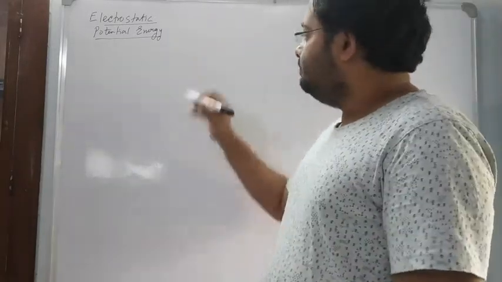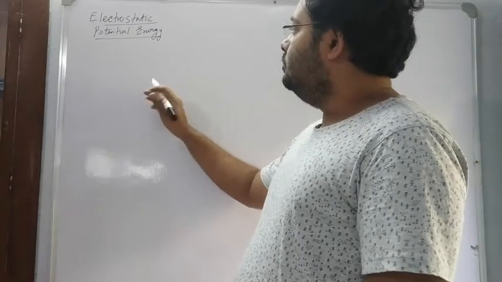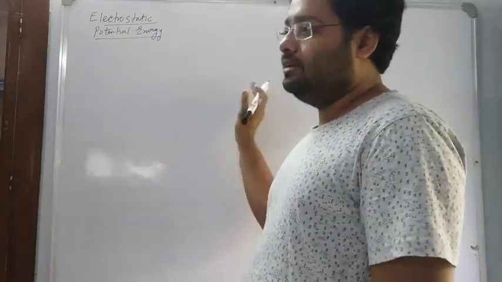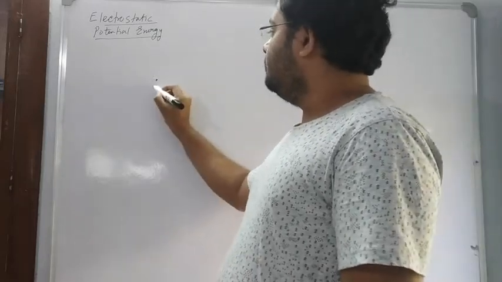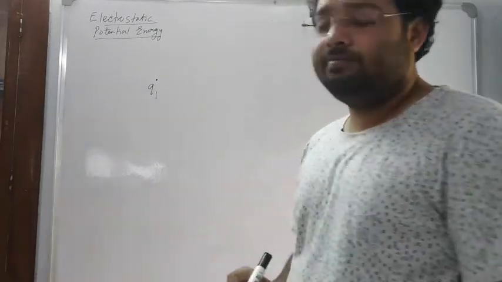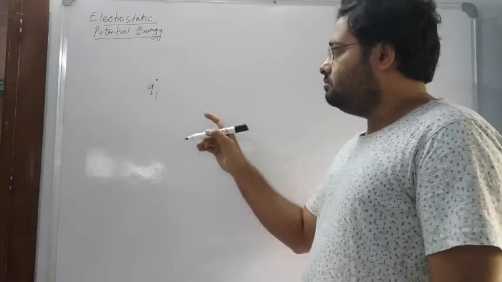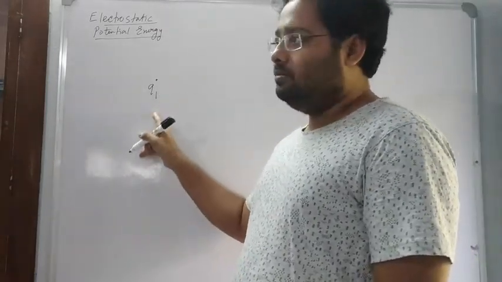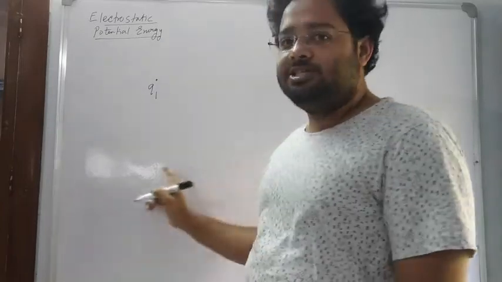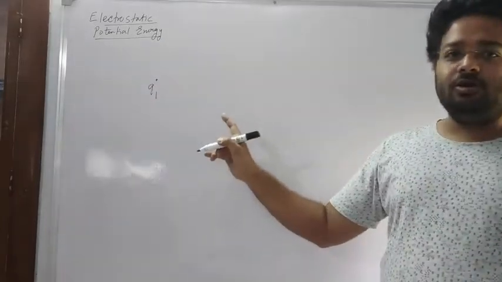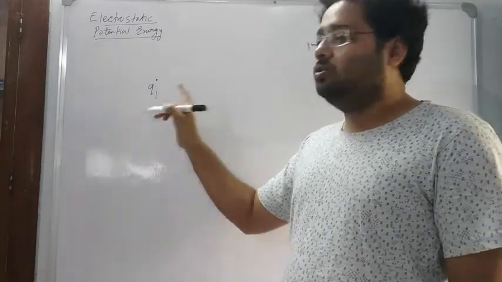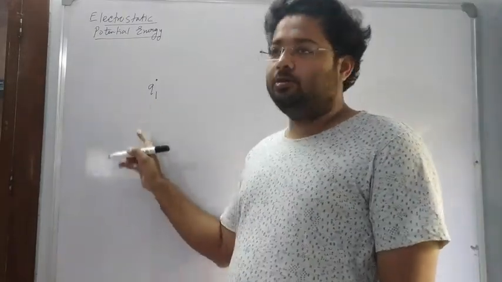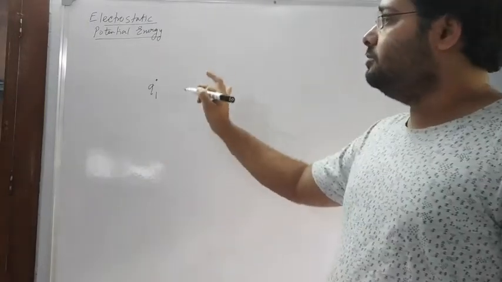So what is that? Say we don't have any other charge in this universe or in the vicinity. First you take one charge Q1 here. You don't have to do any work because there is no other charge in the vicinity applying force on this Q1. So as there is no other charge, there will be no work done and there will be no electrostatic potential energy.